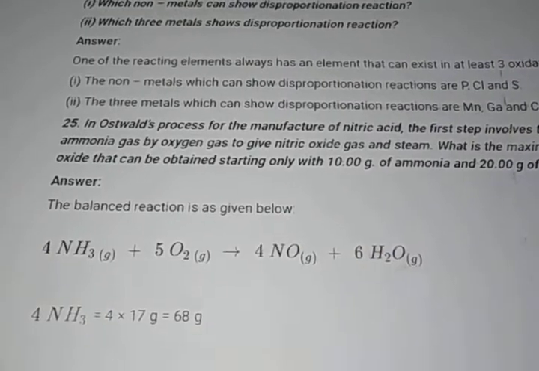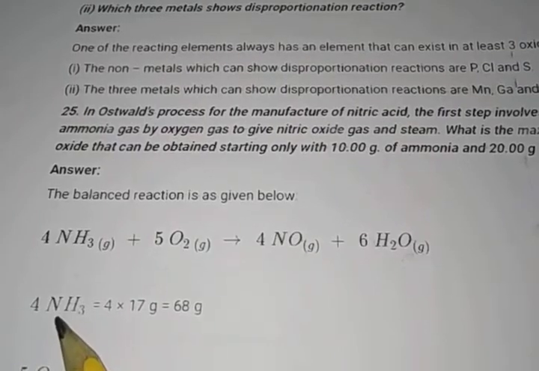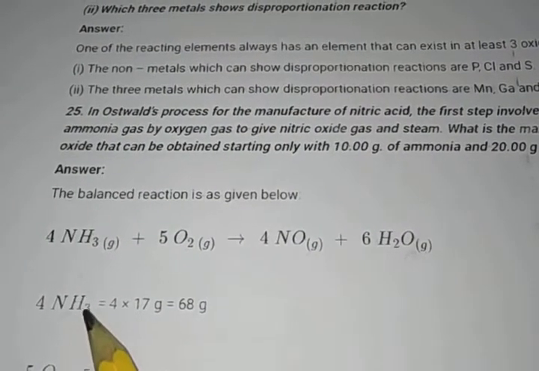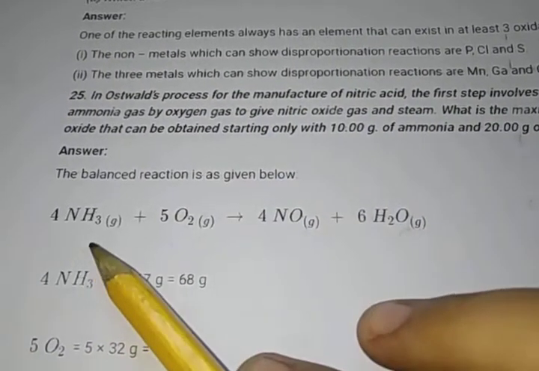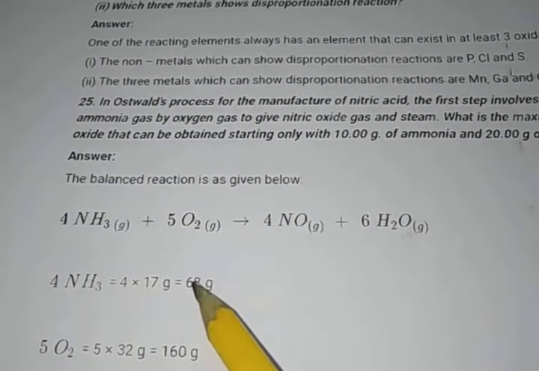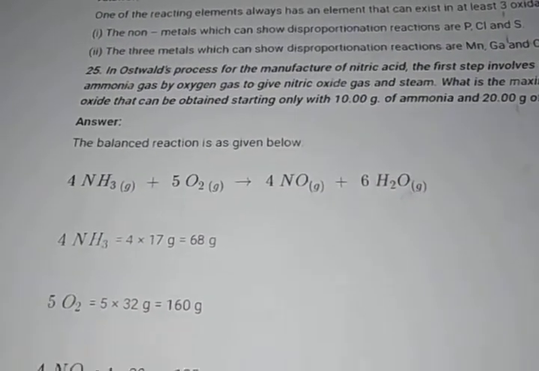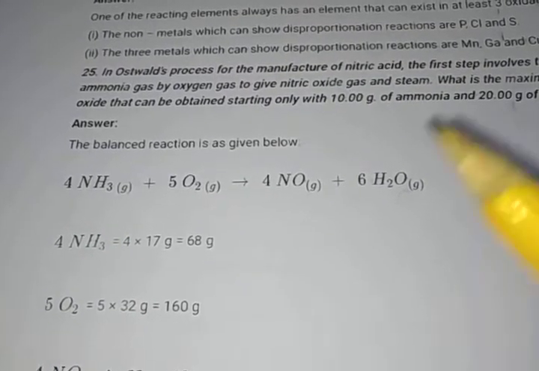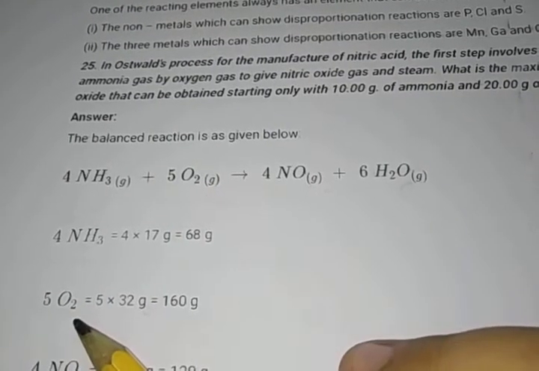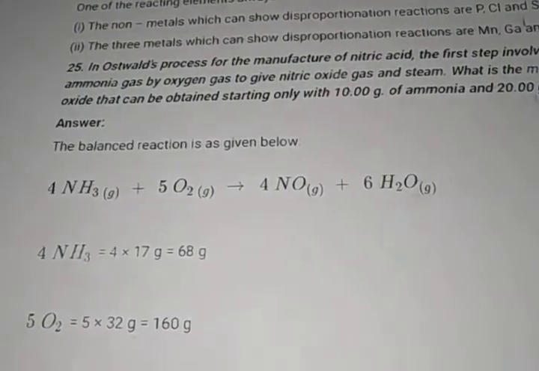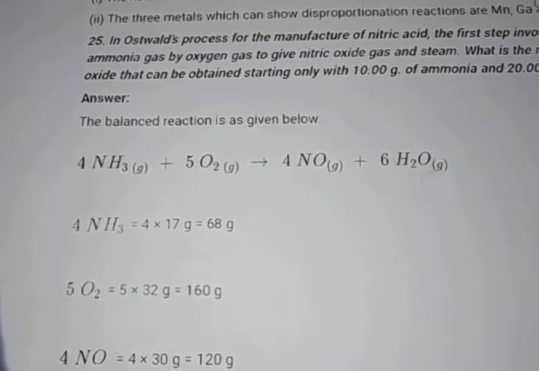First you have to see nitrogen and hydrogen. Nitrogen mass 14 and 3 hydrogen, so 14 plus 3 is 17 gram. Here 4 mole is given, so 4 multiplied by 17 gram is 68 gram, the molar mass of 4NH3. Then oxygen: atomic mass 16 multiplied by 2 is 32 gram, and 5 mole is given, so 5 into 32 is 160 gram. So ammonia is 68 gram and O2 is 160 gram.